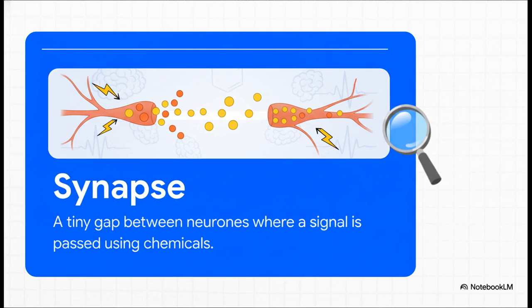But wait, how does that impulse jump from one neuron to the next? Well, it can't. There's a tiny gap called a synapse. Since the electrical signal can't leap across, it triggers the release of special chemicals. These chemicals float across the gap and spark a new electrical impulse in the next neuron. It's a clever little chemical bridge. And here's a classic exam trip-up. Remember that across the synapse itself, the signal is chemical, not electrical.